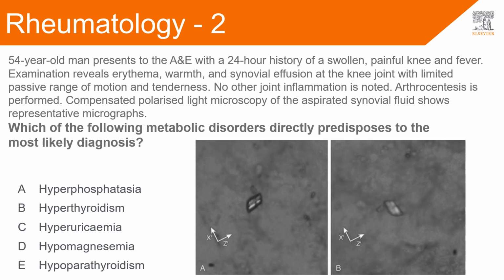So we've got the patient with a single painful knee, he's got a fever, 24-hour history, very acute, warm synovial effusion. You tap the fluid, you look at it under the microscope, and this is what you see. Which of the following disorders, A, B, C, D, or E, predisposes to the most likely diagnosis? The question is, what's the most likely diagnosis? I'll give you a couple more seconds, have a think about it, and we'll go through the next slide.